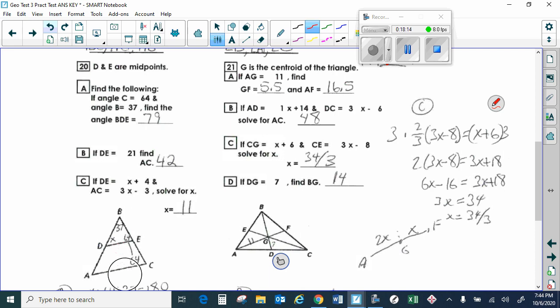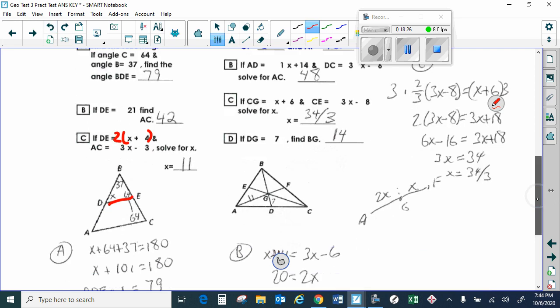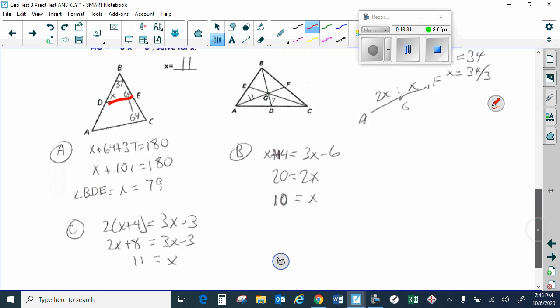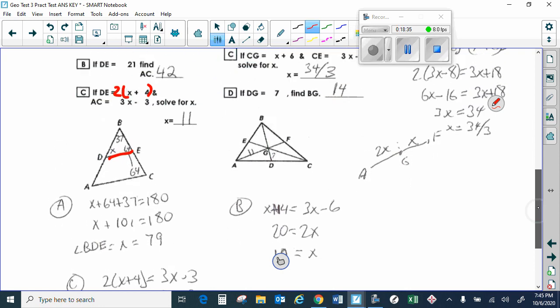It says if DE is that algebraic expression, solve for x. So remember, DE is half it. So if I double that, and they would set equal to AC, and that's the work I have at the bottom down here. C right there, I have the work. Okay, solve it and you get x equals 11.